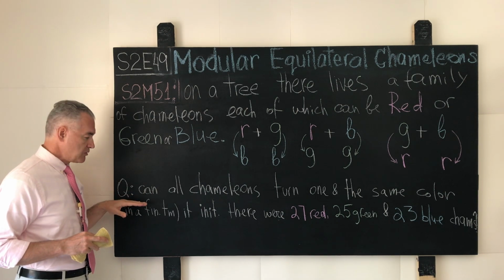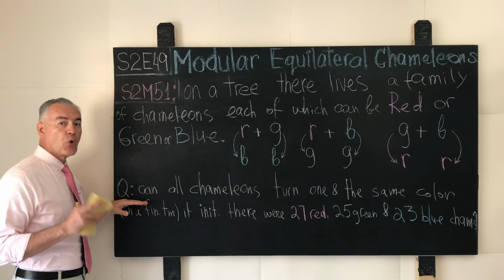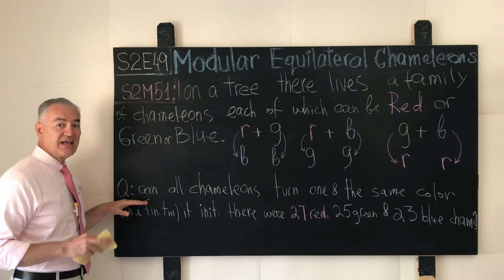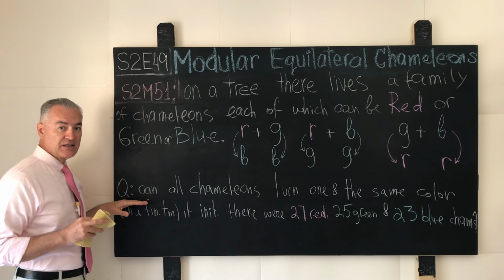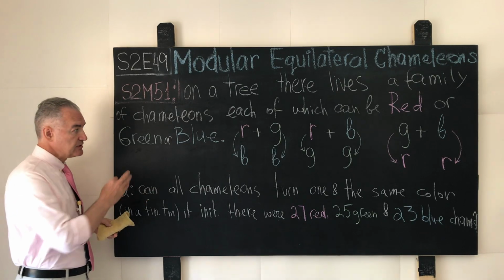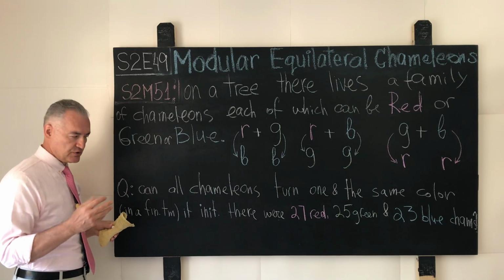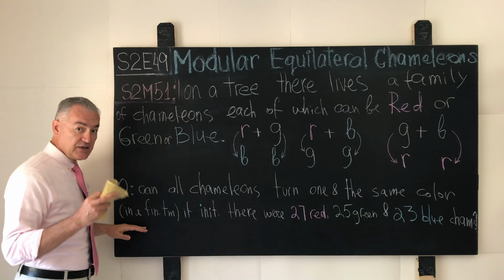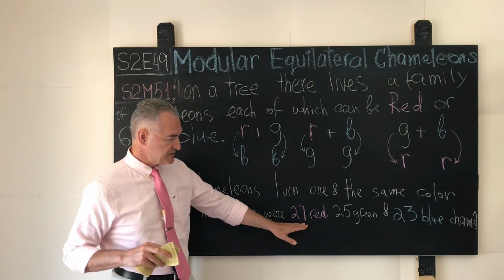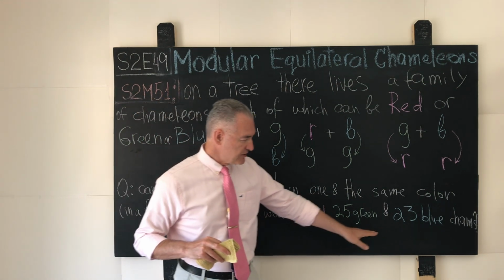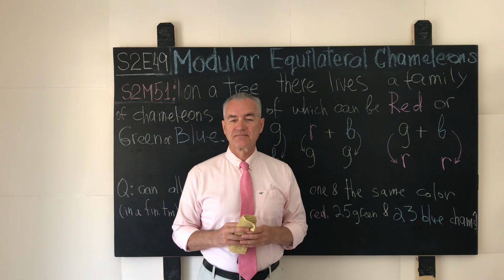The question in this problem is the following. Can it so happen that all the chameleons in that family will turn one and the same color, which one doesn't really matter, in a finite amount of time, if we assume, for example, that the chameleons begin bumping into each other, let's say every second, or every hour, it doesn't really matter. If initially, and this is where the crux of the matter comes in, there were 27 red, 25 green, and 273 blue chameleons.